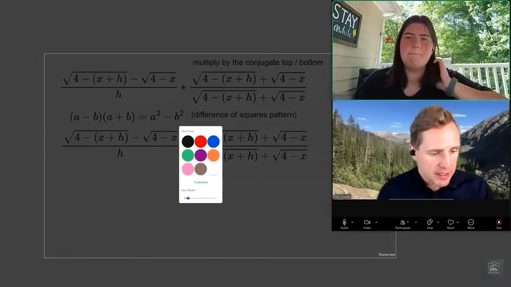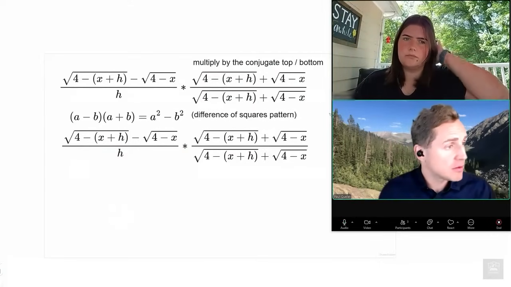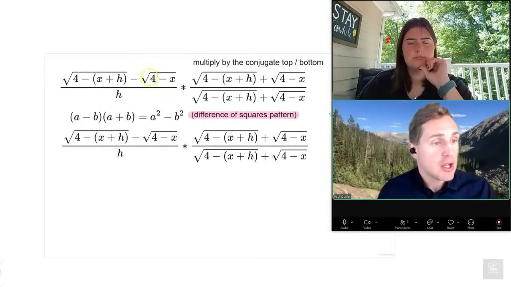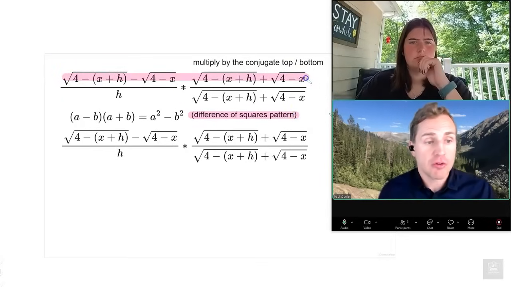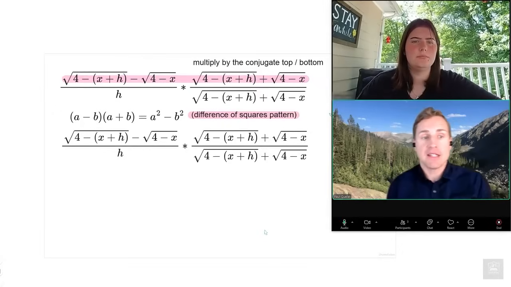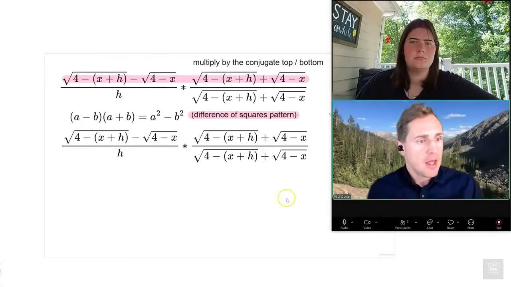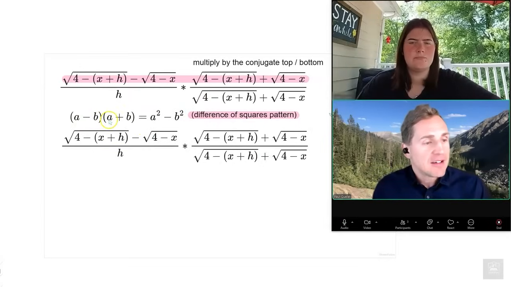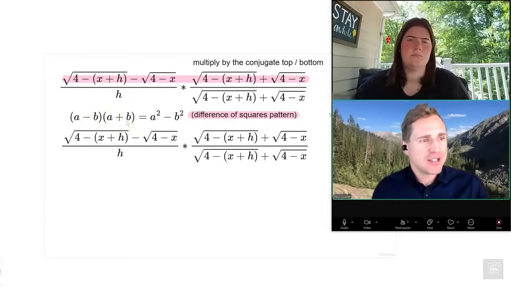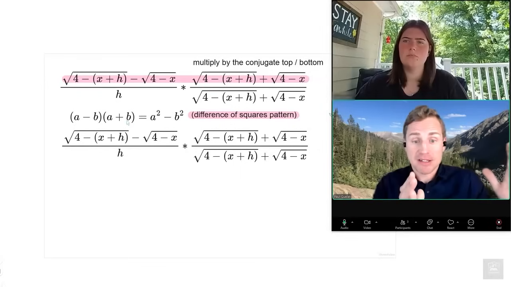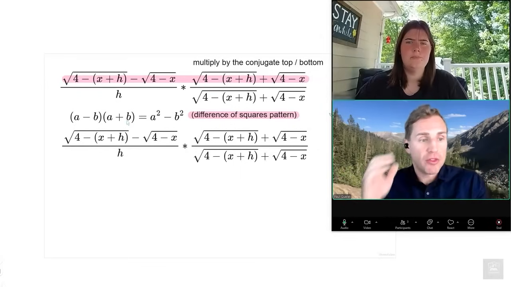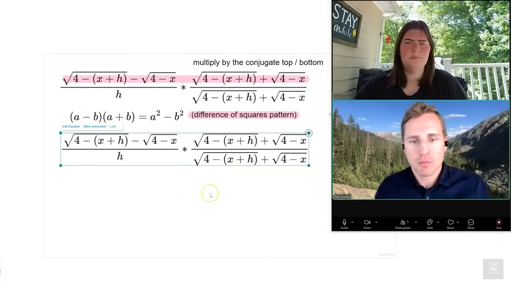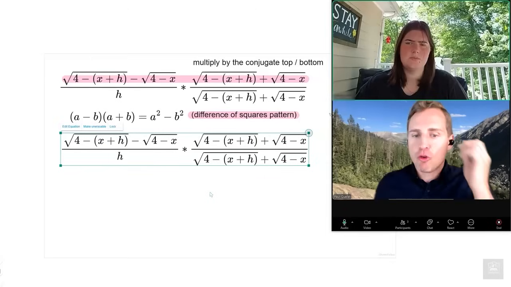Okay, give me 1 second here. Let me switch colors. Okay, so we're going to apply this difference of squares pattern to the numerator, right? So if that's the case, then we could just apply it. a in this equation above is just that big square root with the x plus h. b is the square root with the 4 minus x. So we're essentially just going to end up squaring them. Would you agree?